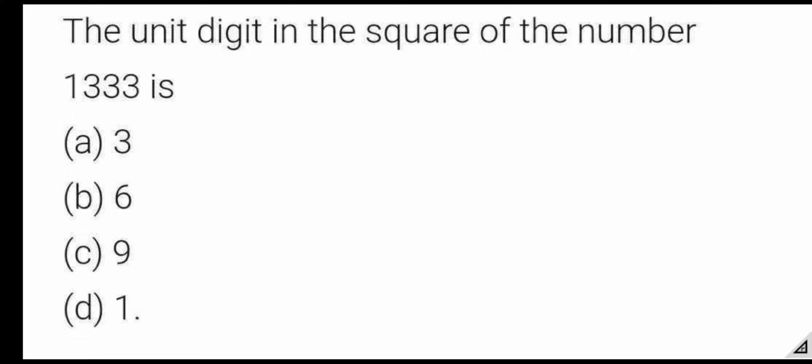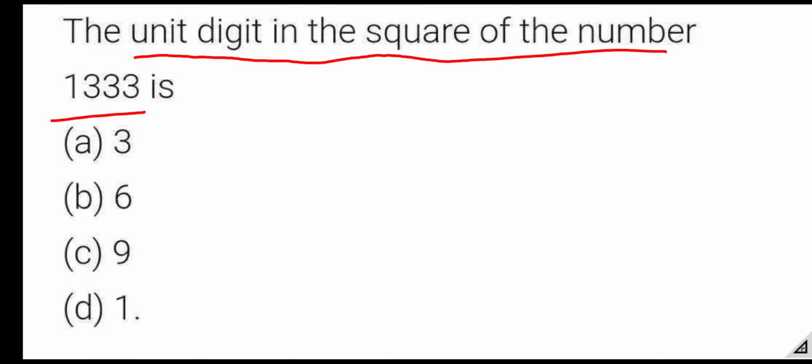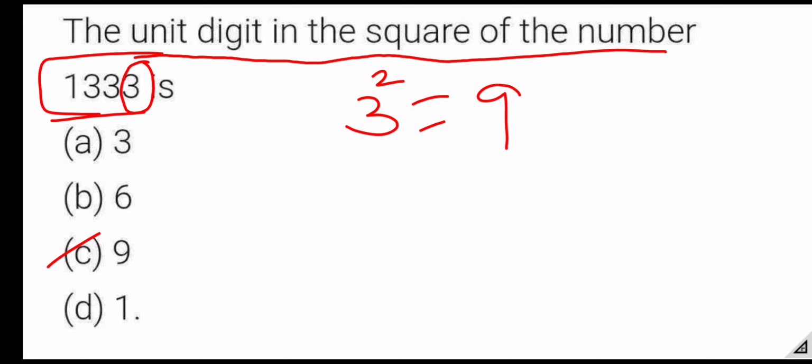The unit digit in the square of the number 1333 is, now to find unit digit in the square of any number, we take the last digit of unit place, that is 3. Now take square of this. 3 square is equal to 9. So 9 is the required answer. No need to find out square of the whole number. Just find square of the last digit.